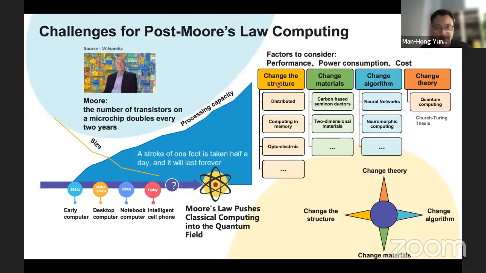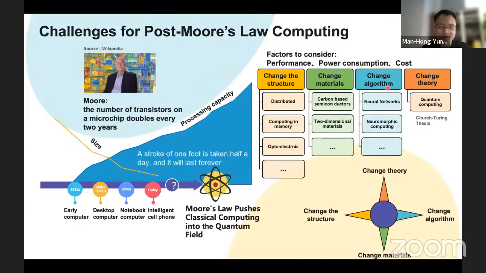From my understanding, we can change things in at least 4 ways. You can change the structure, for example, you can make it distributed computing, or computing in memory, or optoelectronic. Or you can change the material. For example, now people are talking about carbon-based semiconductors or some even more exotic 2-dimensional materials. Maybe this can help. Or maybe we can change the algorithm.